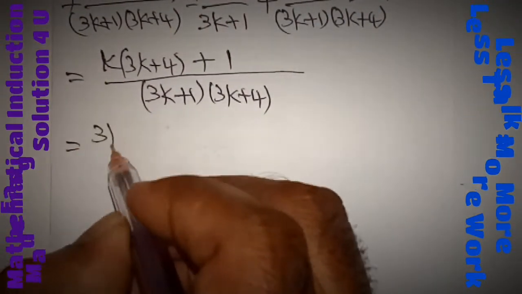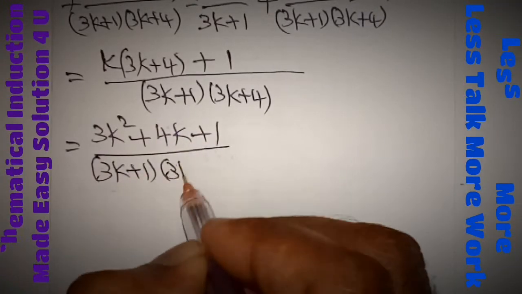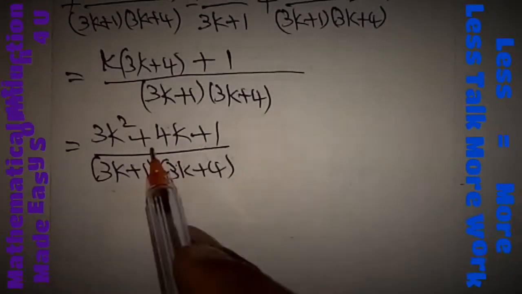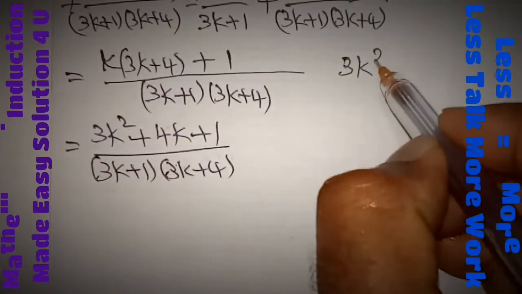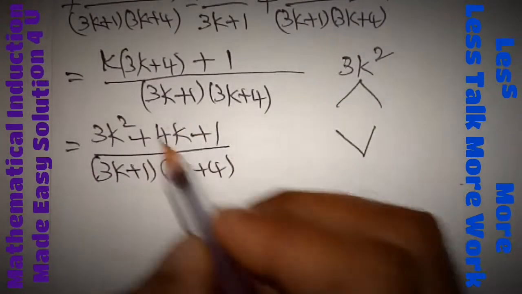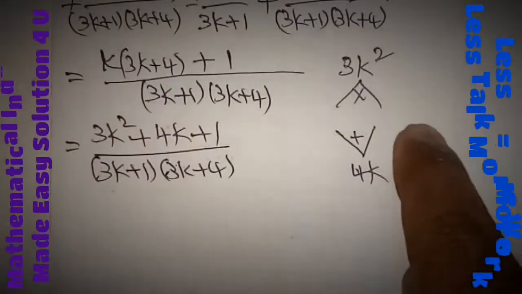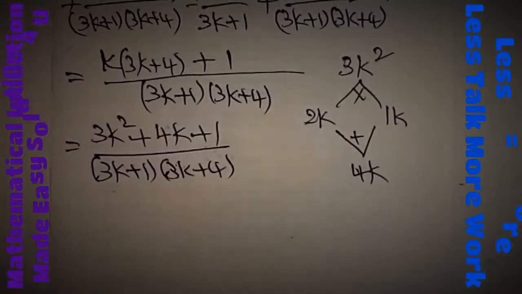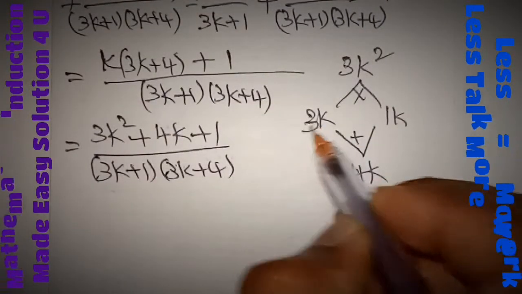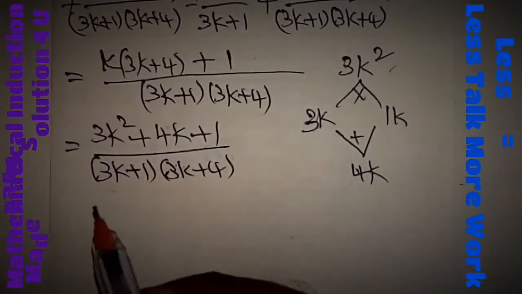Next, k multiplies inside. You get 3k into k, 3k square, plus k into 4, 4k, plus 1, divided by (3k plus 1) into (3k plus 4). It is a quadratic expression in terms of k, so now we have to factorize. First number into last number: 3k square into 1 is 3k square. And the middle value is 4k. Take two values such that if you add them you get 4k and if you multiply them you get 3k square. I mean 2k and 1k. Sorry, it is wrong. Next, you can take 3k and 1k. 3k plus 1k is 4k, and 3k into 1k is 3k square. At a time, both conditions are satisfied.